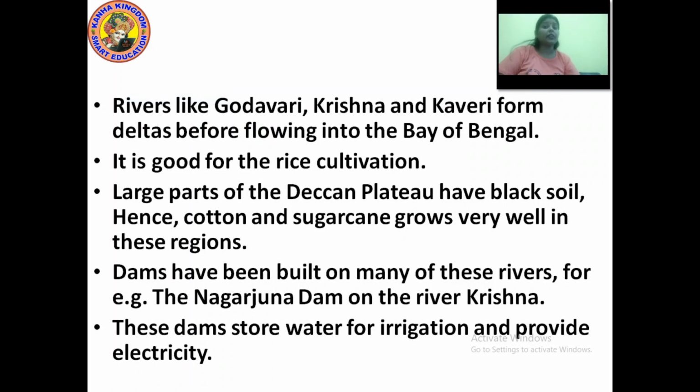Now continuing with the rivers of the Deccan Plateau, the rivers like Godavari, Krishna, Kaveri, they form delta. Now what is delta? Delta means where the big rivers come and join each other, and all together they flow and go into the Bay of Bengal. Like the Ganga and Brahmaputra delta you have studied.